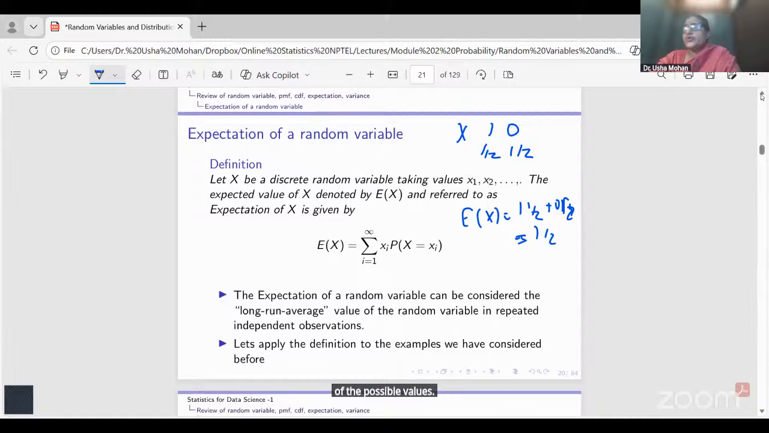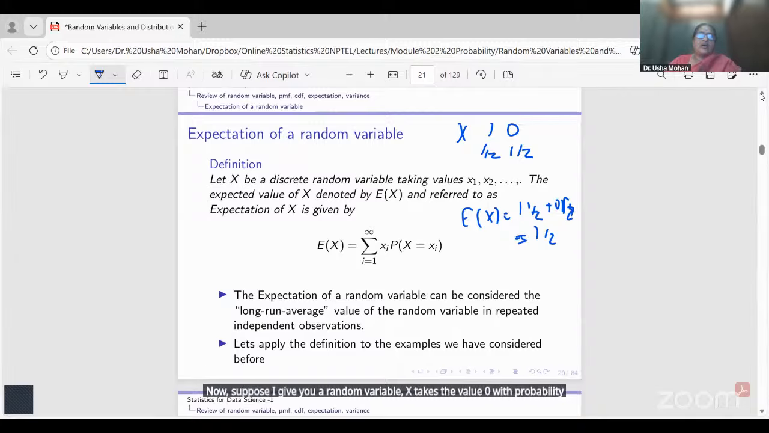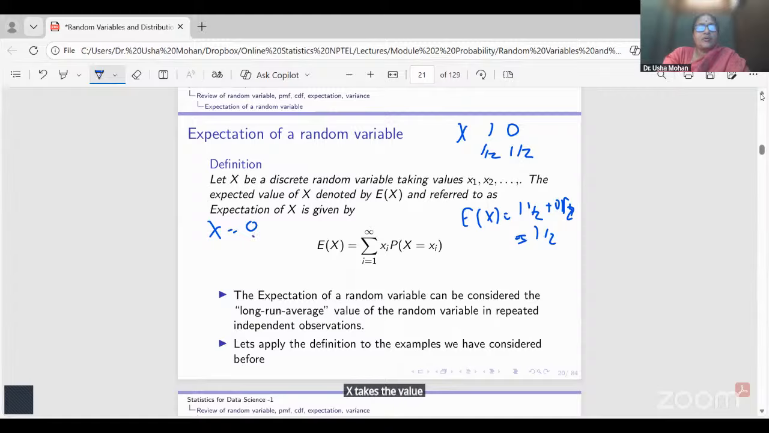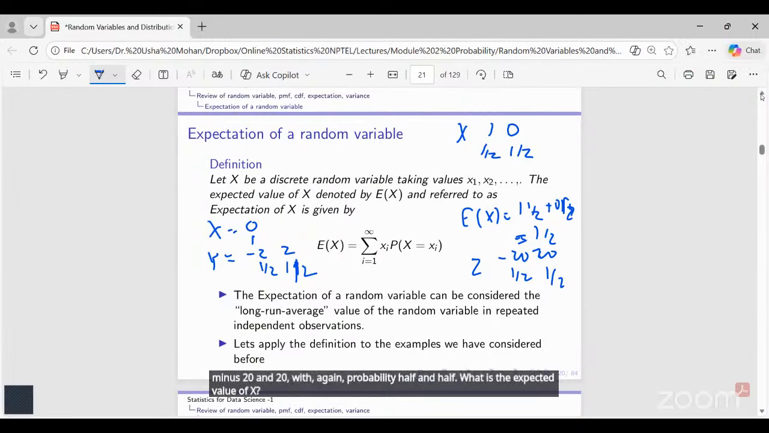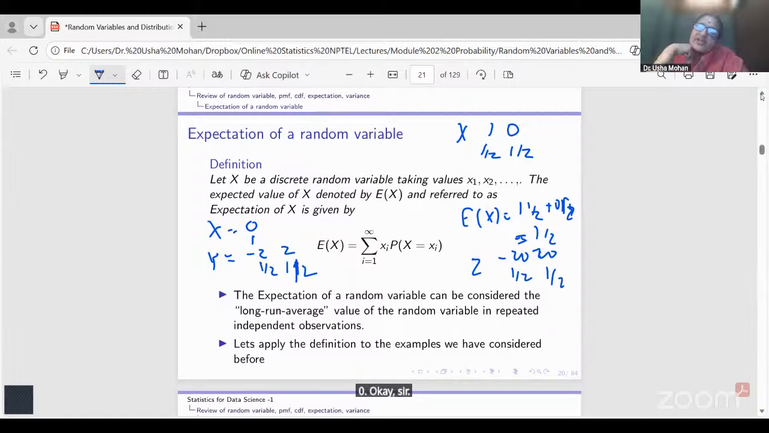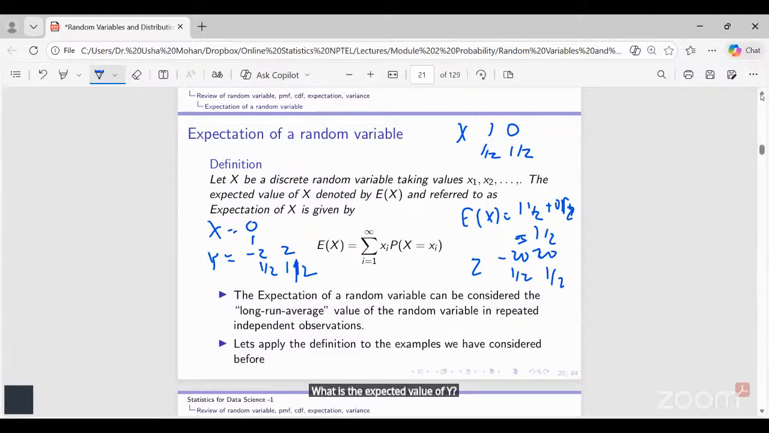Now, suppose I give you random variables. X takes the value 0 with probability 1. Y takes the value -2 and 2 with probability half and half. Z takes the value -20 and 20 with, again, probability half and half. What is the expected value of X? 0. What is the expected value of Y? 0. Okay. What is the expected value of Z?